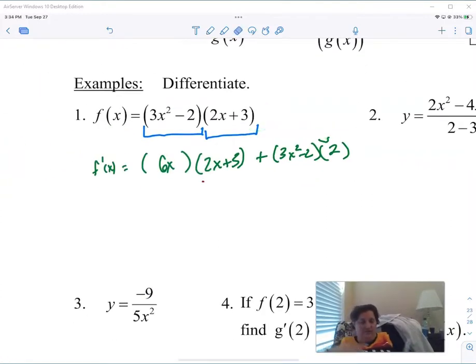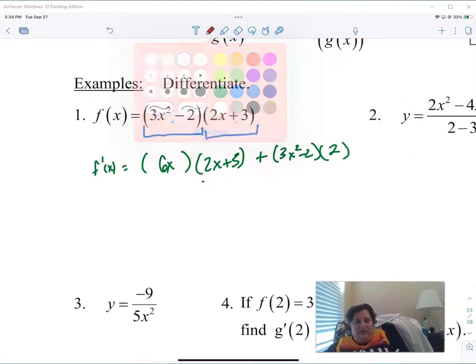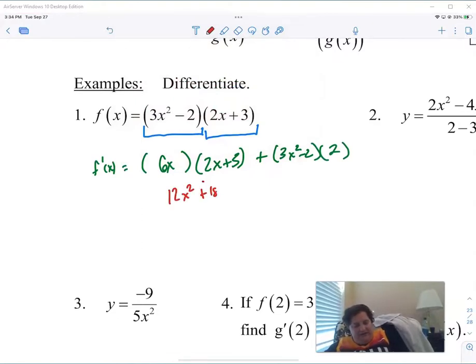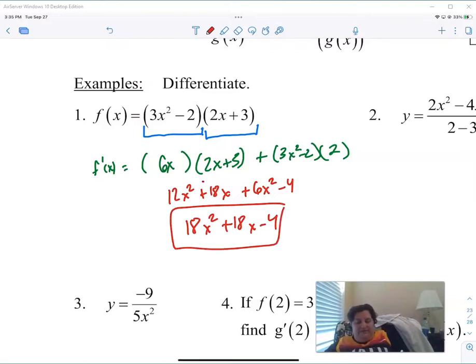Okay. Could we simplify this and combine like terms? Sure, we could if we had to, right? We could take the 6x and make that 12x squared plus 18x. And the 2, I could make that 6x squared minus 4 and turn this into like 18x squared plus 18x minus 4 or whatever. But that's not the important part. The important part is understanding how the product rule works, okay?